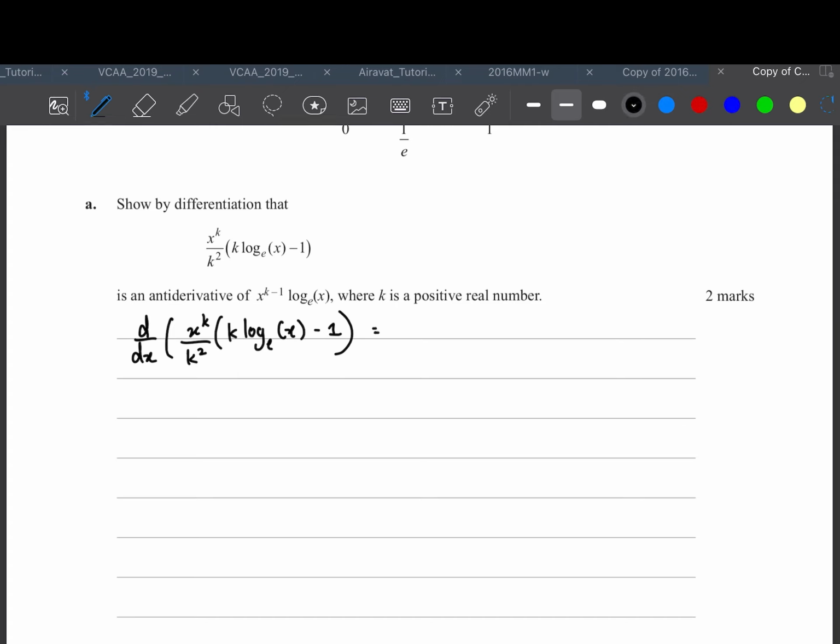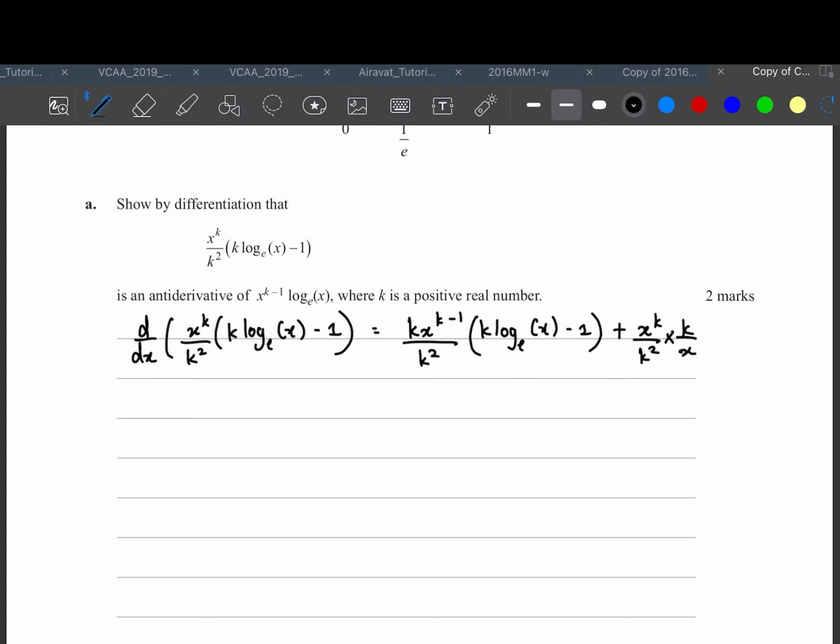So kx to the power of k minus 1 over k squared. Keep the second term, the whole term, as it is. So k log base e of x minus 1. Plus, now keep the first term as it is, so x to the power of k over k squared. Now differentiate the second term, which is just going to be k over x. Because k is a constant, so we just have to differentiate log base e of x, which is just going to be 1 on x. And differentiating 1 will just result in 0.